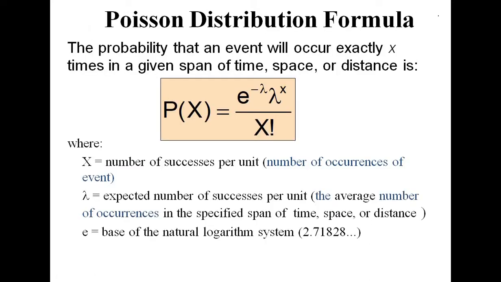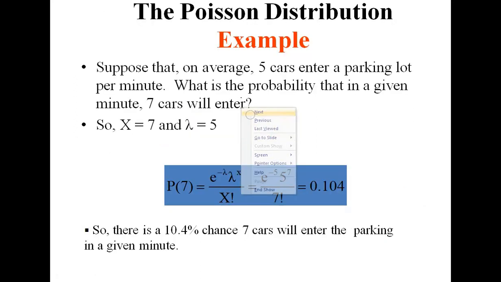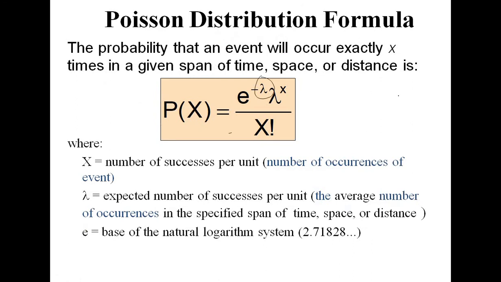So let's see the formula. Poisson formula P(x) equal to e to the power negative lambda, multiplied by lambda to the power x, divided by x factorial, where x is the number of successes per unit, and lambda is the expected number of successes per unit, which is the average number of occurrences in the specific time span. And exponential actually is, if you just press the calculator, e to the power 1 equal to 2.71828.